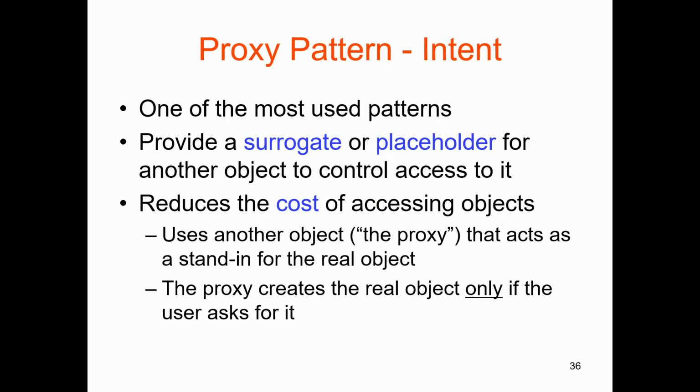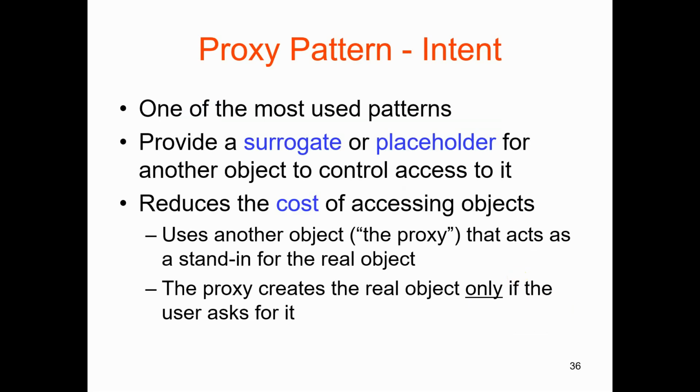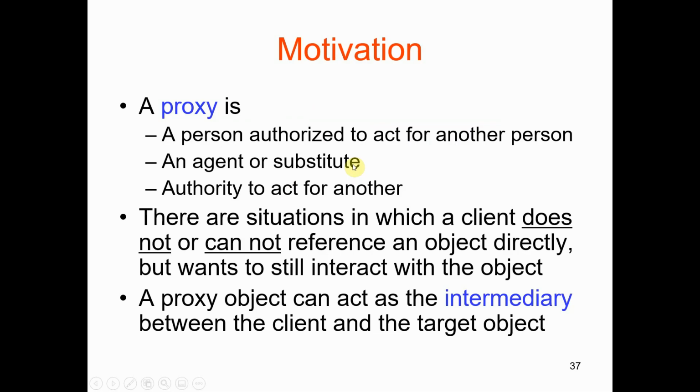There are many reasons why you would want to control access to certain objects. You may try to reduce the cost, or you may have some security issues. So there are a number of reasons. Let's look at different scenarios, starting with the motivation. We know that a proxy is a person authorized to act for another person. So it's like a medium, an intermediary between the client and the target object.